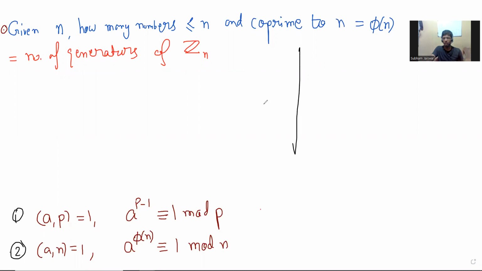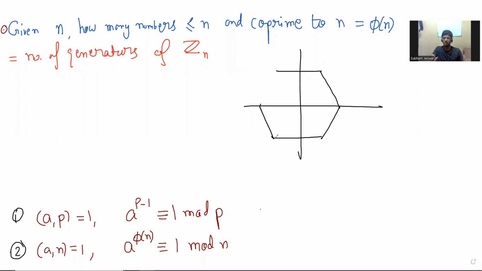For example, suppose I make a hexagon. So this is a regular hexagon and everything is as good as you can imagine. Center is at the origin and so on. It's a regular hexagon.